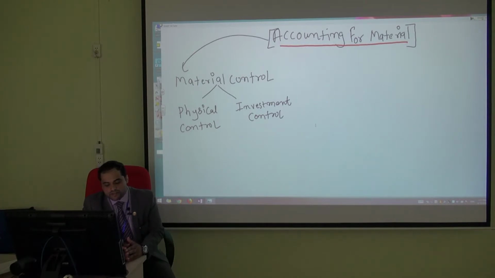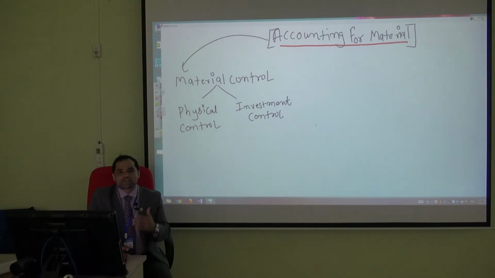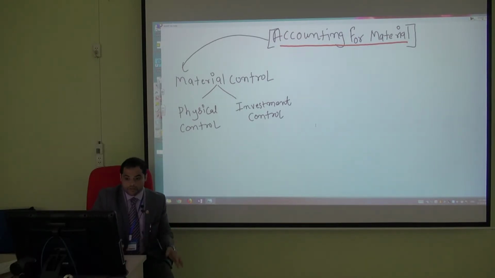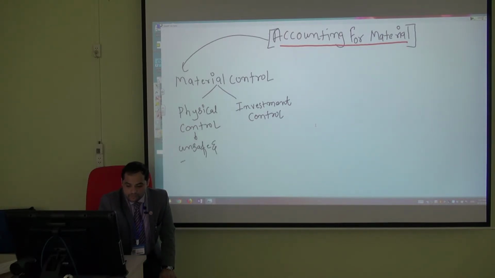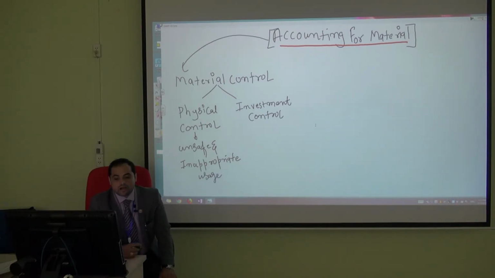Physical control means how do we protect our material from unsafe and inappropriate usage. Alright? How we protect our material from unsafe and inappropriate usage. How we do that? Right.